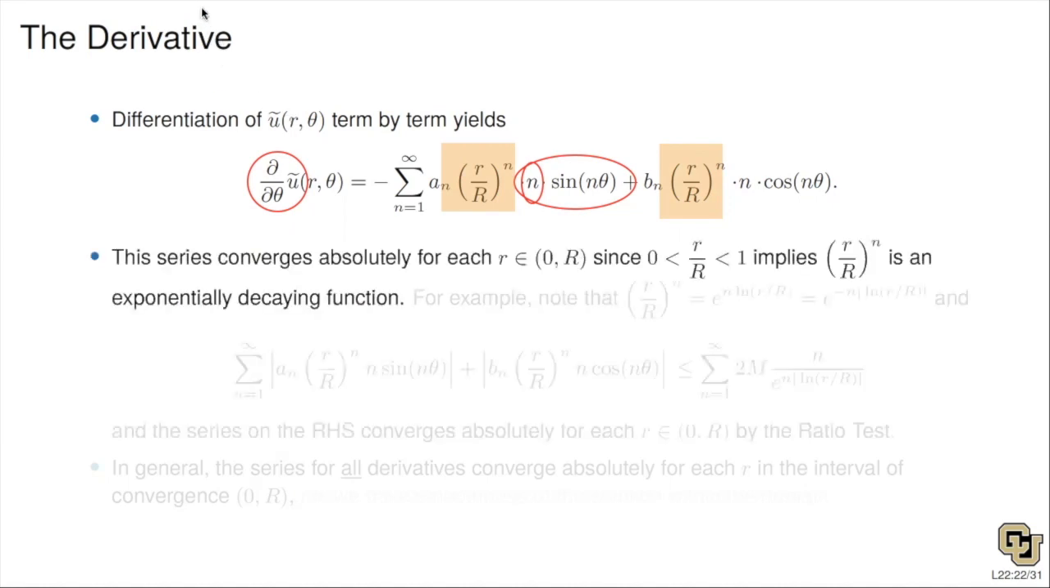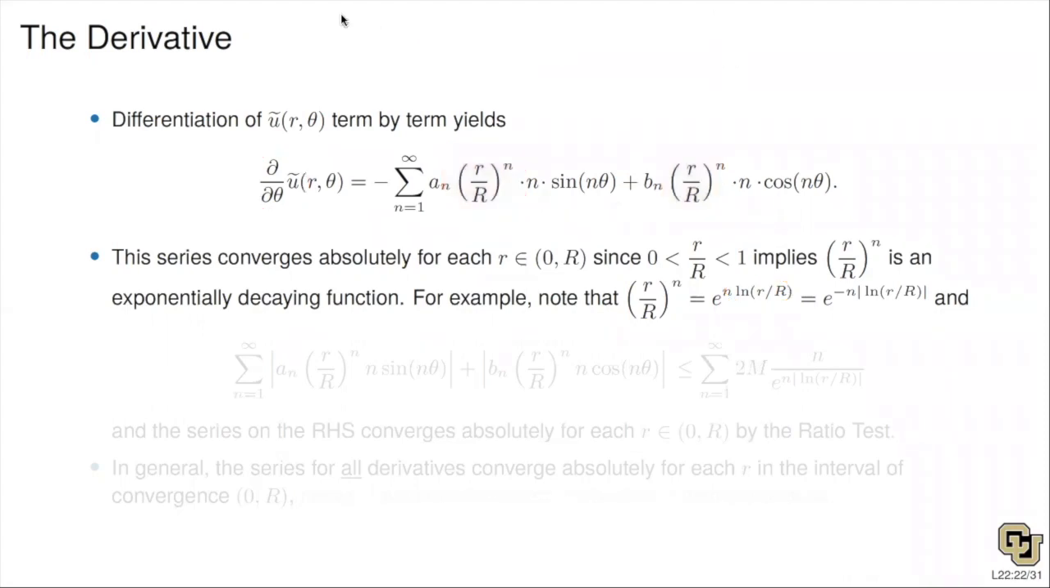And in fact, we can just write it as an exponent, right? We can write it as e to the n ln of r over R. And here, be careful. This is a negative number because r is less than capital R. r over capital R is between 0 and 1. Ln of r over capital R is actually a negative number. This is a decaying exponential term.